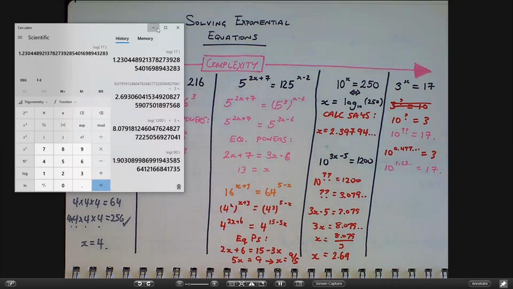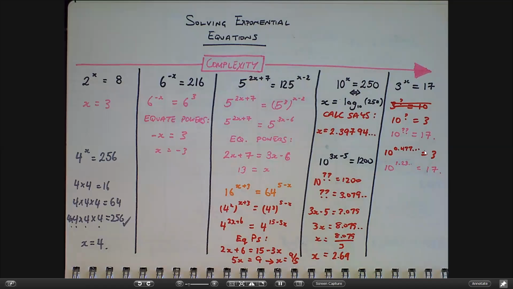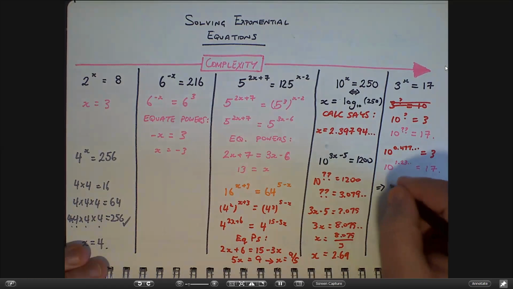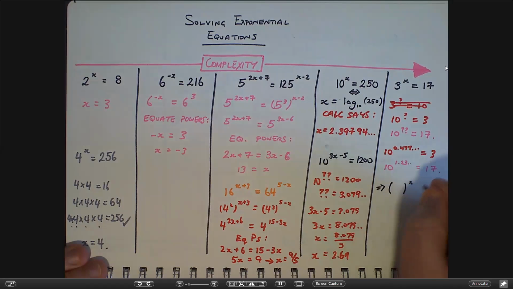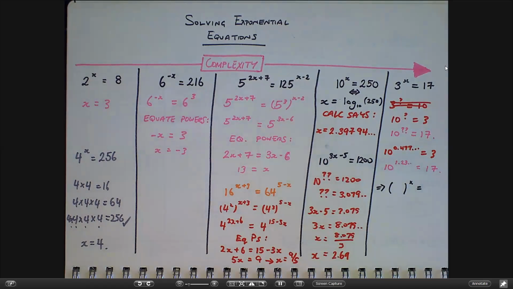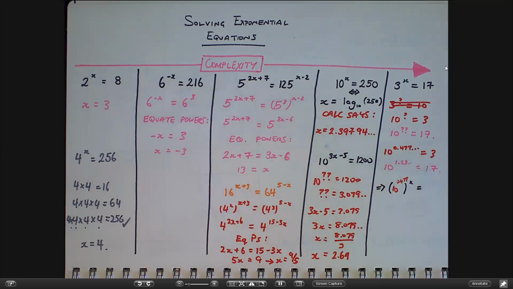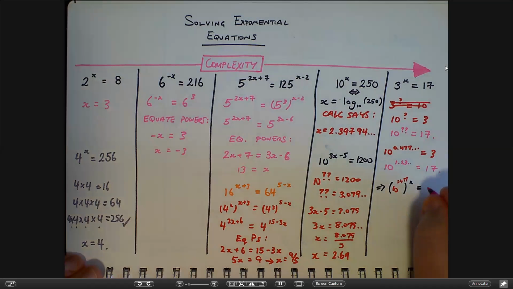And then what we're going to do is we're just going to plug both of these back into this equation up here. So we're going to get 10 to the power of 0.477, and we're going to get 10 to the power of 1.23.